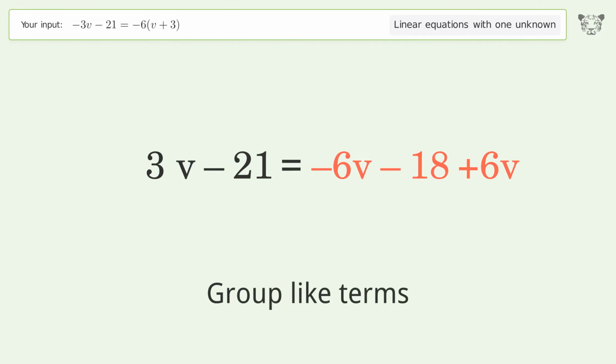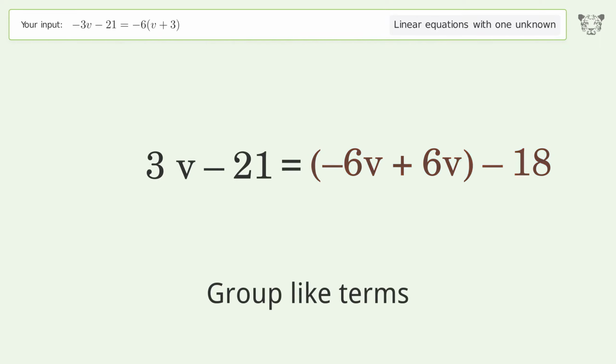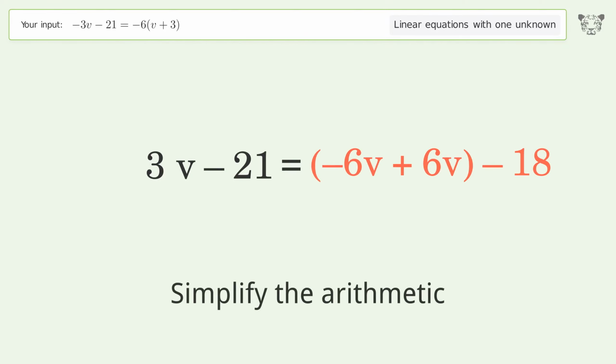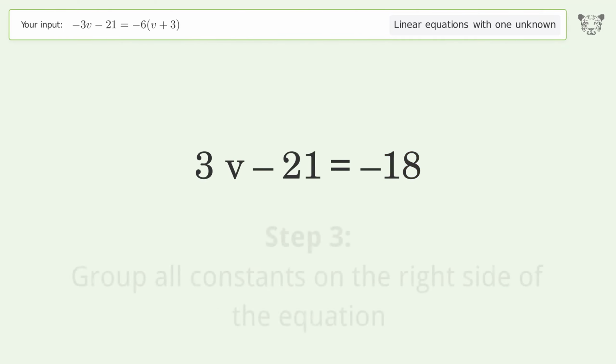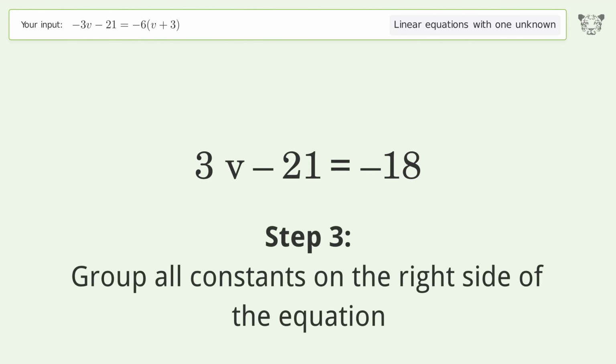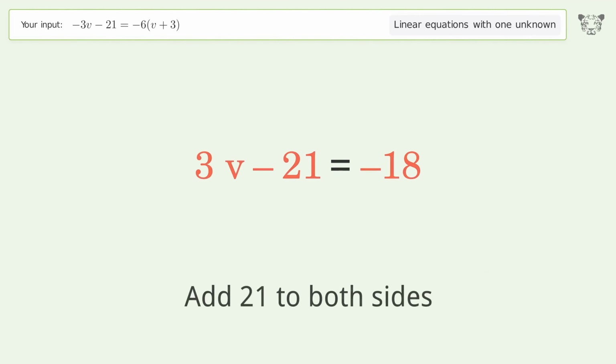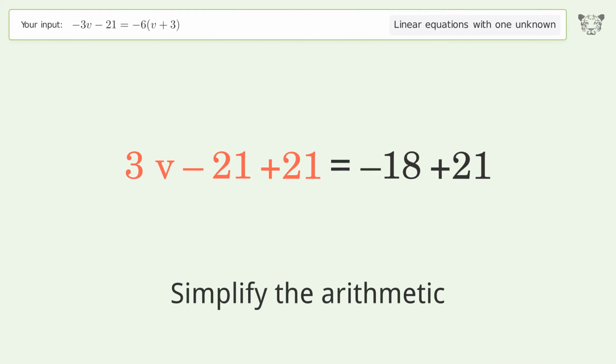Group like terms. Simplify the arithmetic. Group all constants on the right side of the equation. Add 21 to both sides. Simplify the arithmetic.